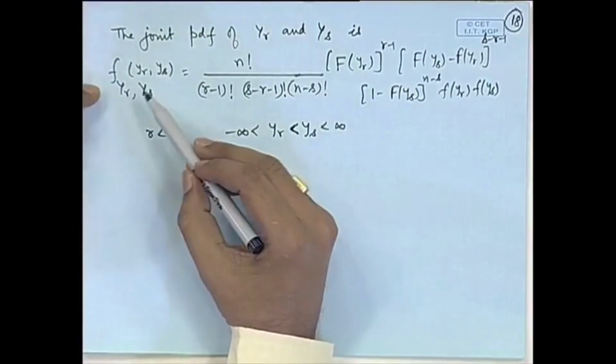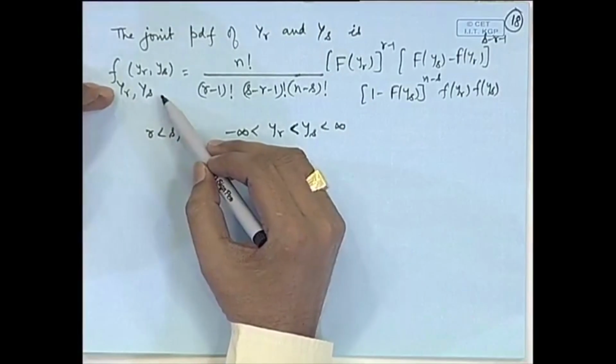In particular, we may write the joint distribution of the smallest and the largest. From there, we can determine the distribution of the range, that is y n minus y 1, etc. So, in the next lecture, we will be considering various applications of the transformations here. Thank you.